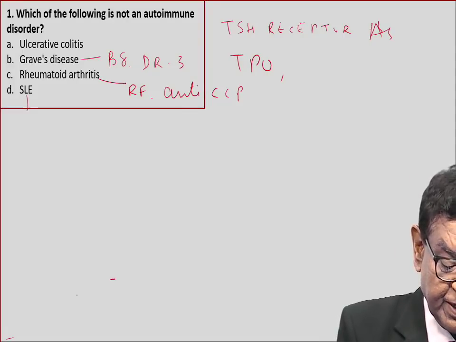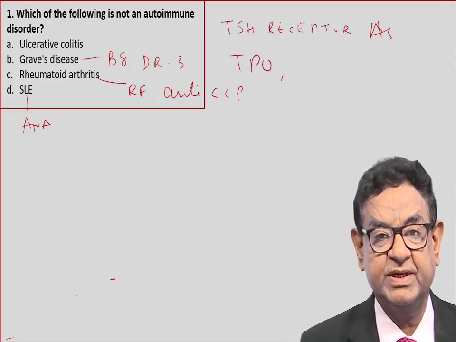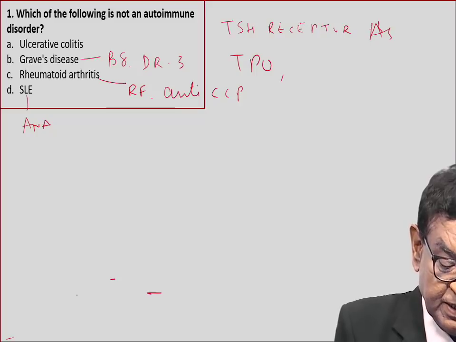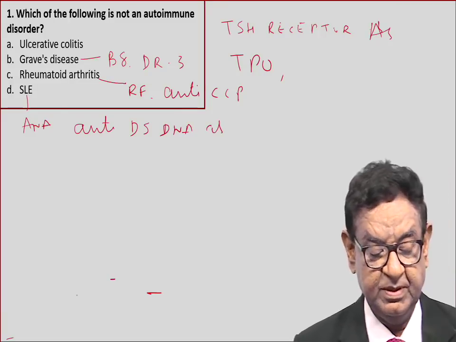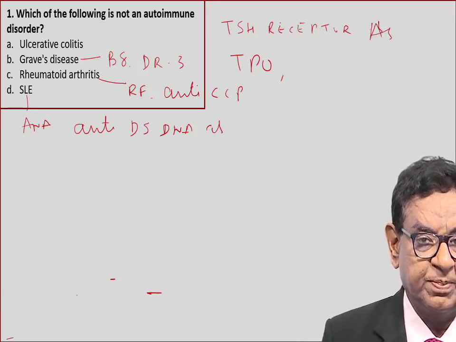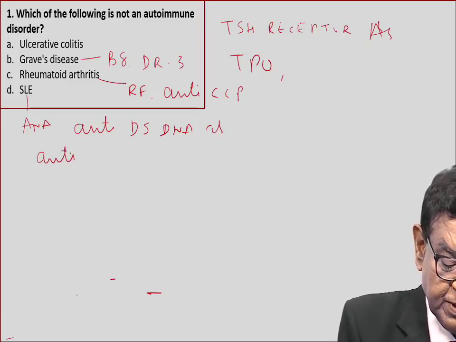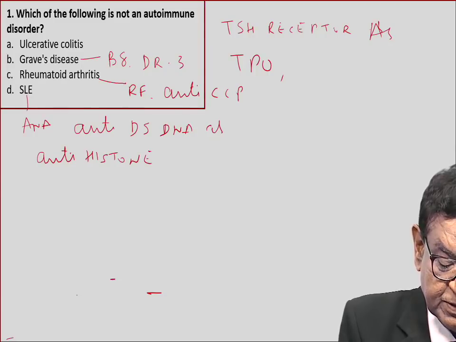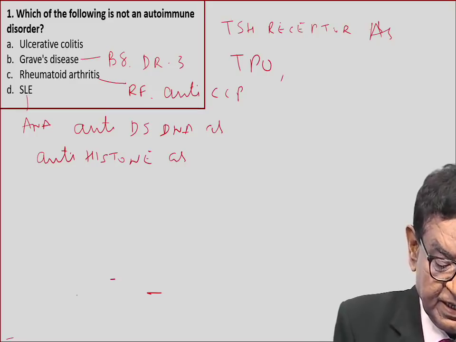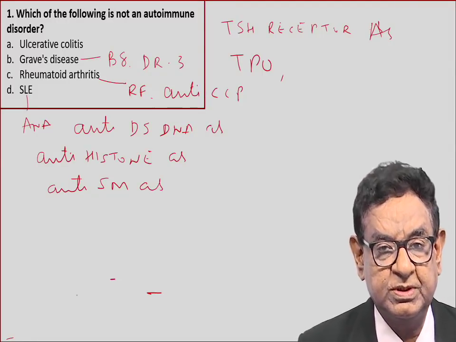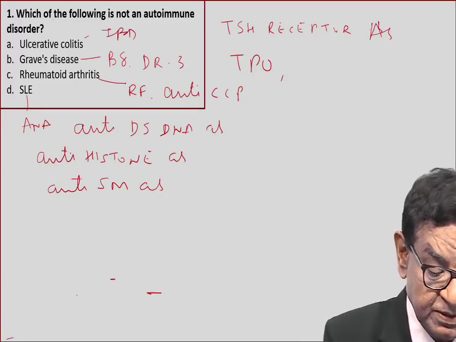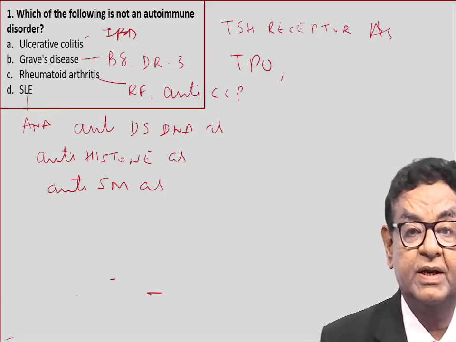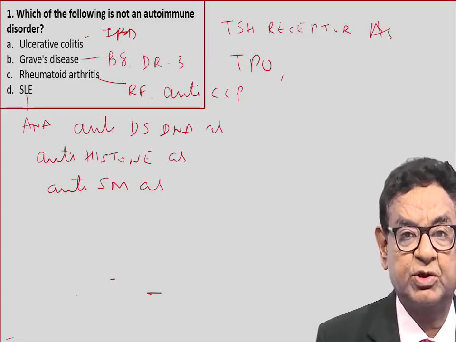In SLE, we have ANA antibodies, which is the most sensitive test, but the most specific test is anti-double stranded DNA antibodies. Then of course in drug induced SLE we have anti-histone antibodies. Other antibodies present in SLE are anti-Smith antibody. So the best answer to this question is ulcerative colitis, which is an inflammatory bowel disease, and the other disease which is again considered as IBD is Crohn's.